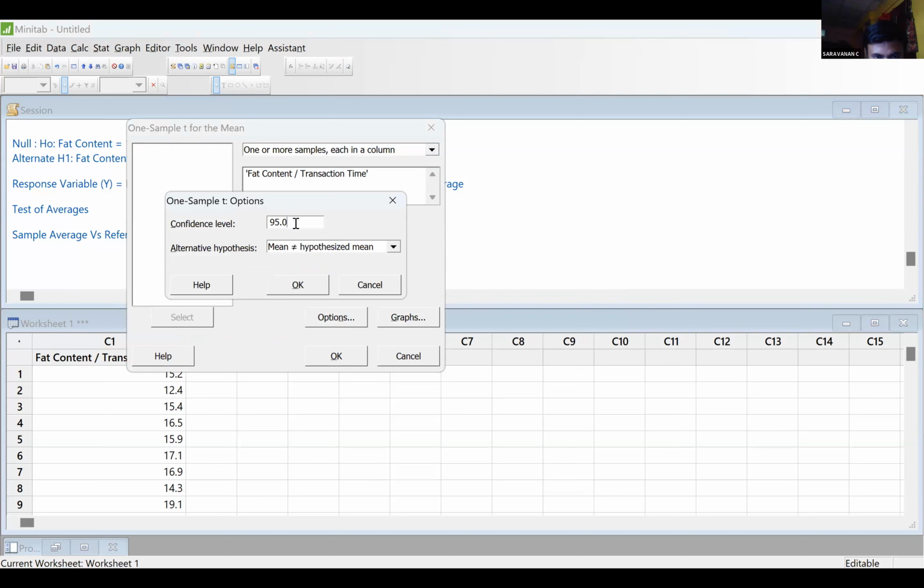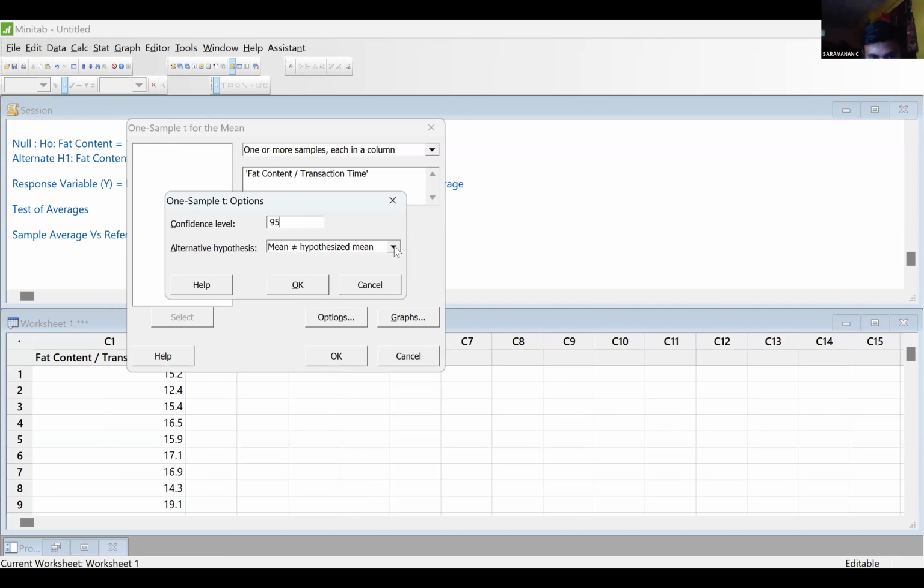95 means what is the alpha you are fixing indirectly? 0.05. If I change it to 90, then alpha will become 0.1. Change it to 99, alpha will become 0.01. The normal practice is 95.